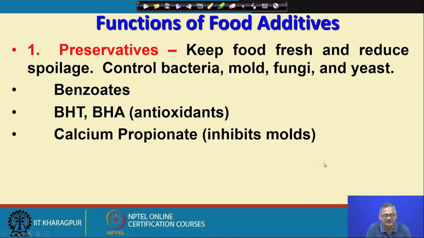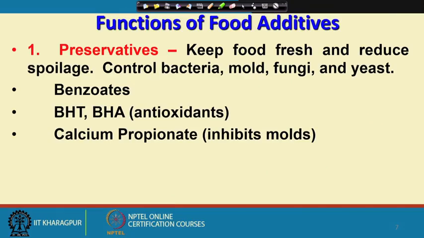Food additives act as preservatives, number one. To keep the food material fresh and reduce spoilage, this can be added. And this can control bacteria and mold, fungi and yeast, any such things. The activity of those microorganisms can be controlled or arrested. And in this case, we add many such preservatives as additives. So, the first function of the additive is to act as a preservative.